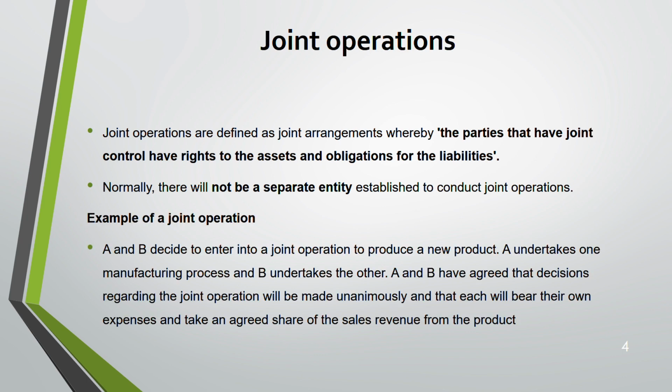Examples of joint operation, please understand. A and B enter into a joint operation to produce a new product. A undertakes manufacturing, B undertakes the other. Both A and B agreed that decisions regarding the joint operations will be made unanimously, and each will bear their own expenses and take an agreed share of the sales revenue from the product. This is a joint operation. Why? Because they have the right to assets, they have obligation for liabilities, and they are not a separate entity.